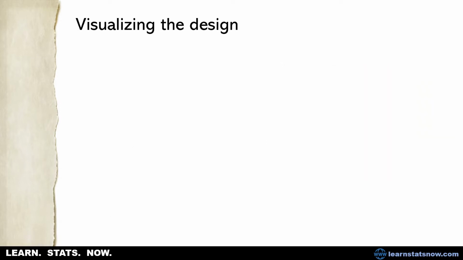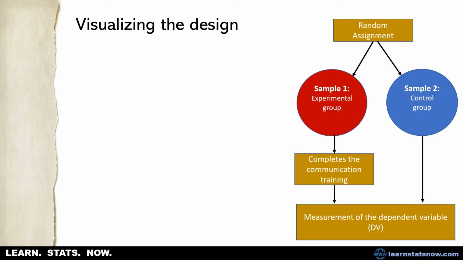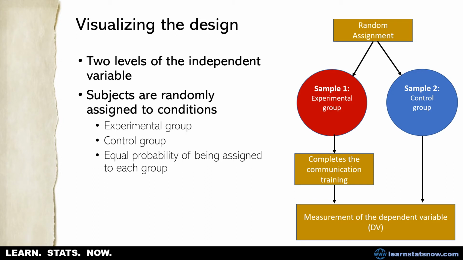Okay, so let's visualize the design. In a prior video, we showed pretty much this graphic that there's random assignment, and then there's an experimental group and a control group. So there's really two levels of the independent variable. Subjects are randomly assigned to the conditions. We have an experimental group, we have a control group, and the subjects have an equal probability of being assigned to each group. Typically when we talk about humans in particular, we usually refer to them as participants rather than subjects.